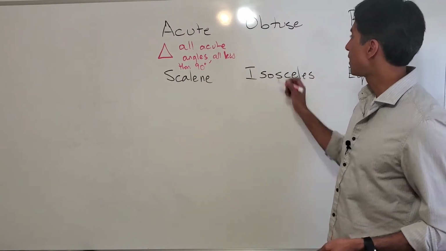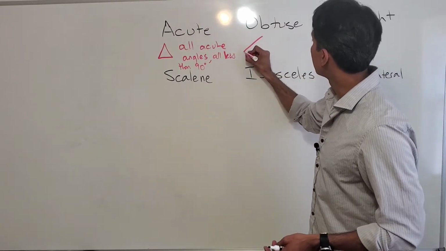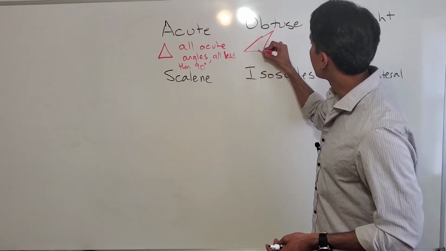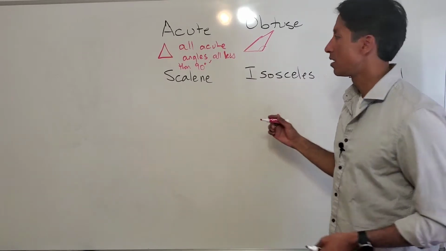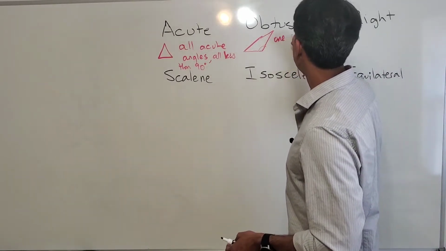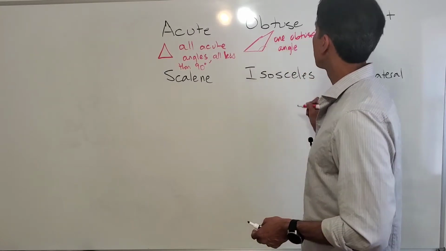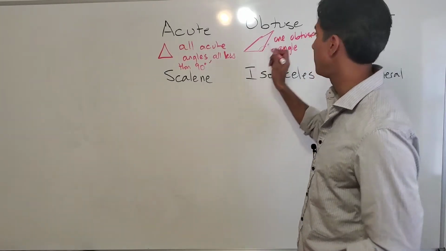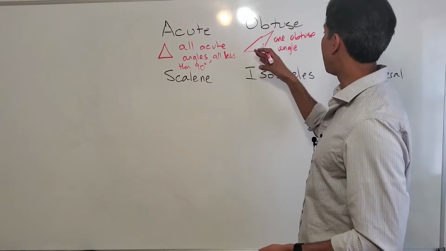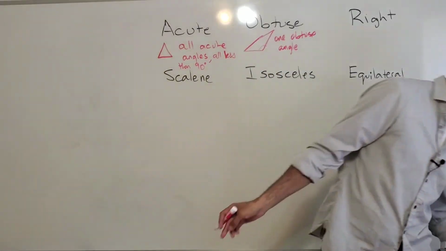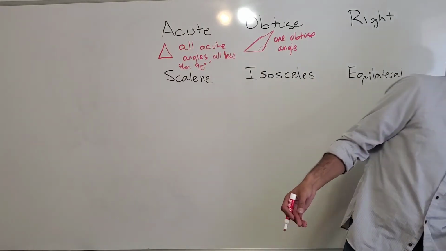An obtuse triangle is going to be one where it's more like, let's see here, maybe I can draw like that, where one of the angles is obtuse, okay? So we could say one obtuse angle, okay? And the other guys will probably have to be acutes. But if you have one angle that's obtuse, it's an obtuse triangle, okay? And the book just says one obtuse angle, all right?